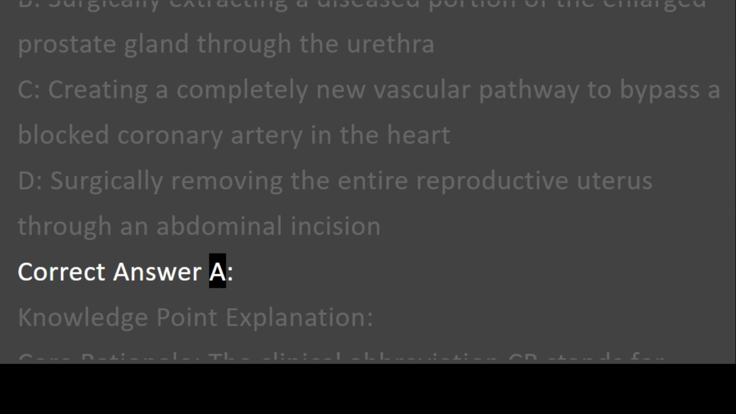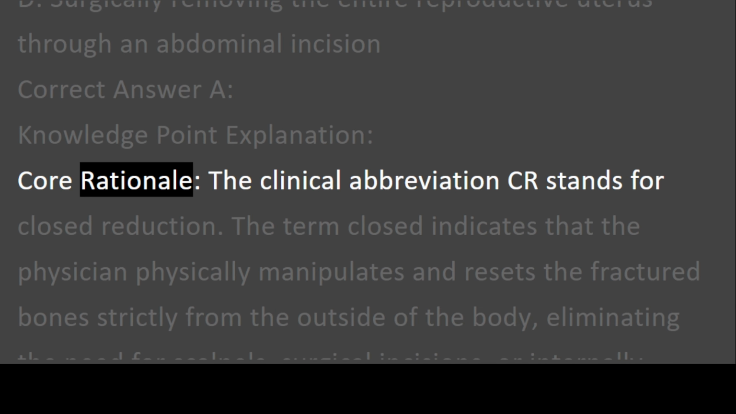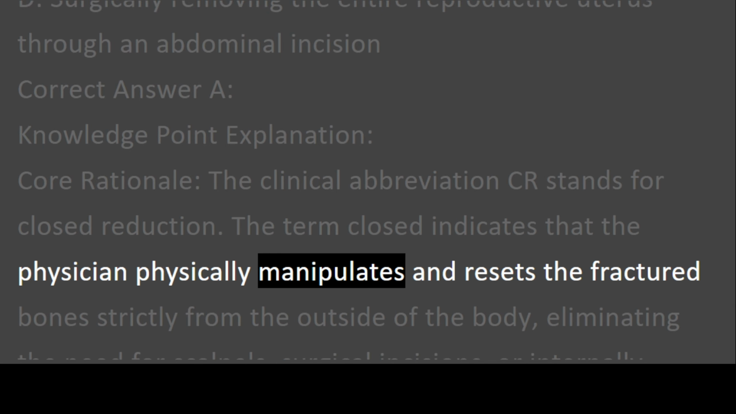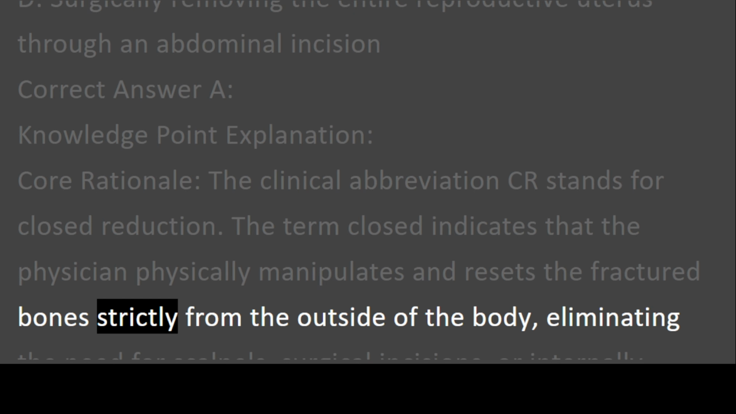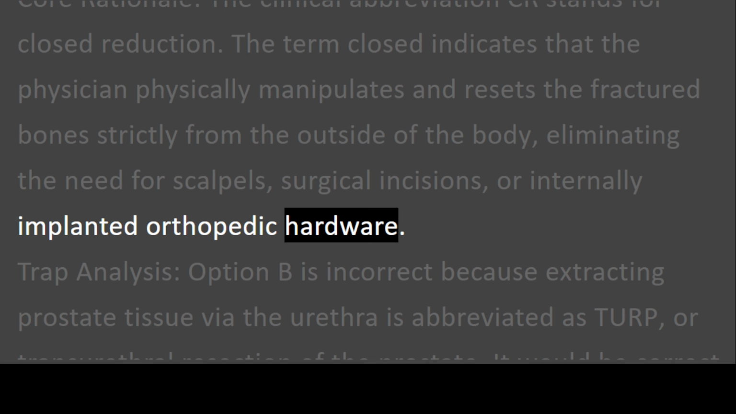Correct answer A. Knowledge point explanation. Core rationale. The clinical abbreviation CR stands for closed reduction. The term closed indicates that the physician physically manipulates and resets the fractured bones strictly from the outside of the body, eliminating the need for scalpels, surgical incisions, or internally implanted orthopedic hardware.